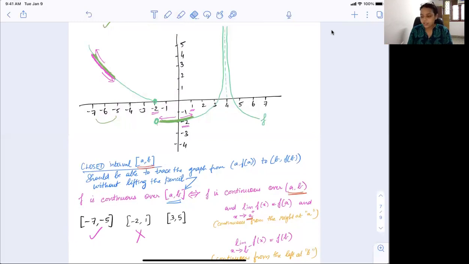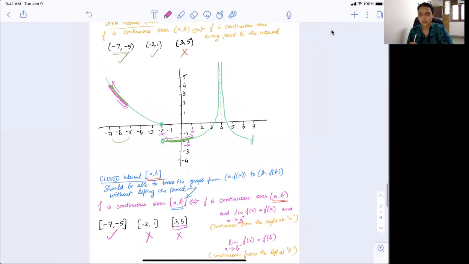And when we talk about the case of 3 to 5, we saw that it is discontinuous even in the open interval. So by default, we know that it is not going to be continuous in the closed interval as well. So that's about continuity in open and closed intervals.